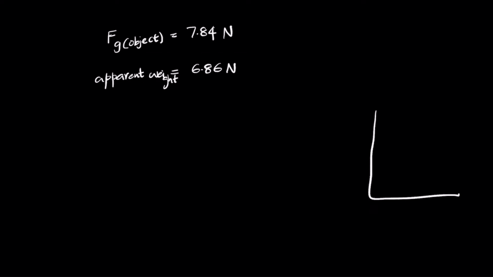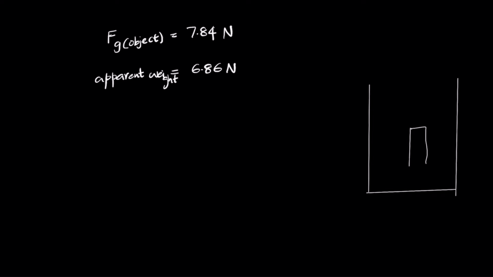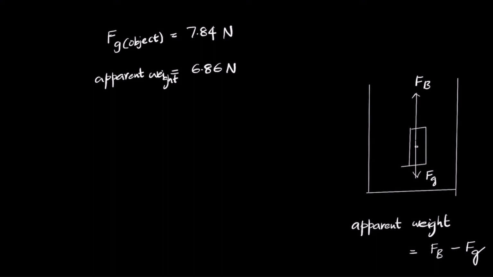So when you're submerged in the liquid, let's consider this is the object. So you have two forces that are acting. One force is the force of buoyancy and the other force is the weight of the body. So the apparent weight of an object is the net difference between the two forces. So which means that here apparent weight is the difference between FG and FB.